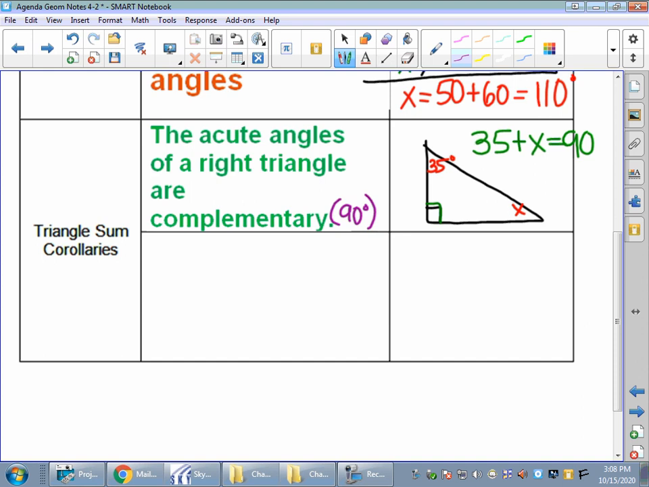So again, just another little shortcut. Some people catch on to that and really like it. Some people just use the triangle sum theorem. Any way it goes, I'm pretty sure that x is going to end up being 55 degrees. So another shortcut. And then this one's an interesting one.